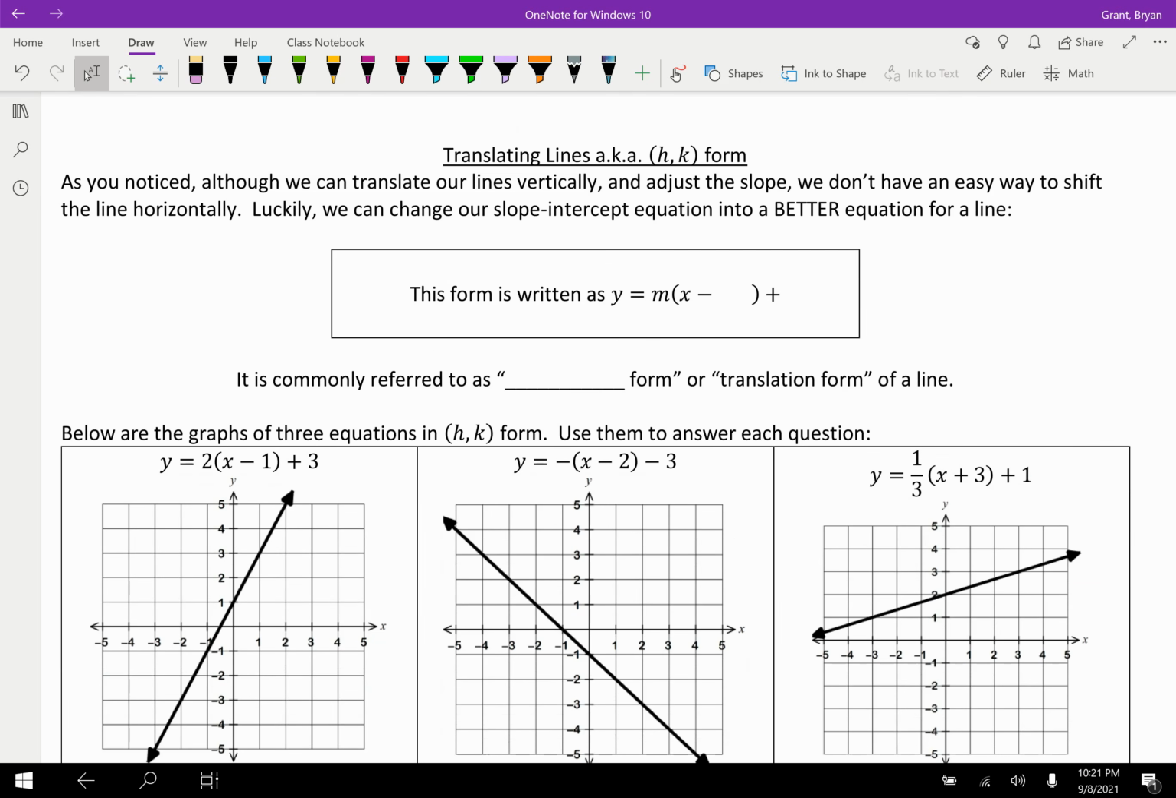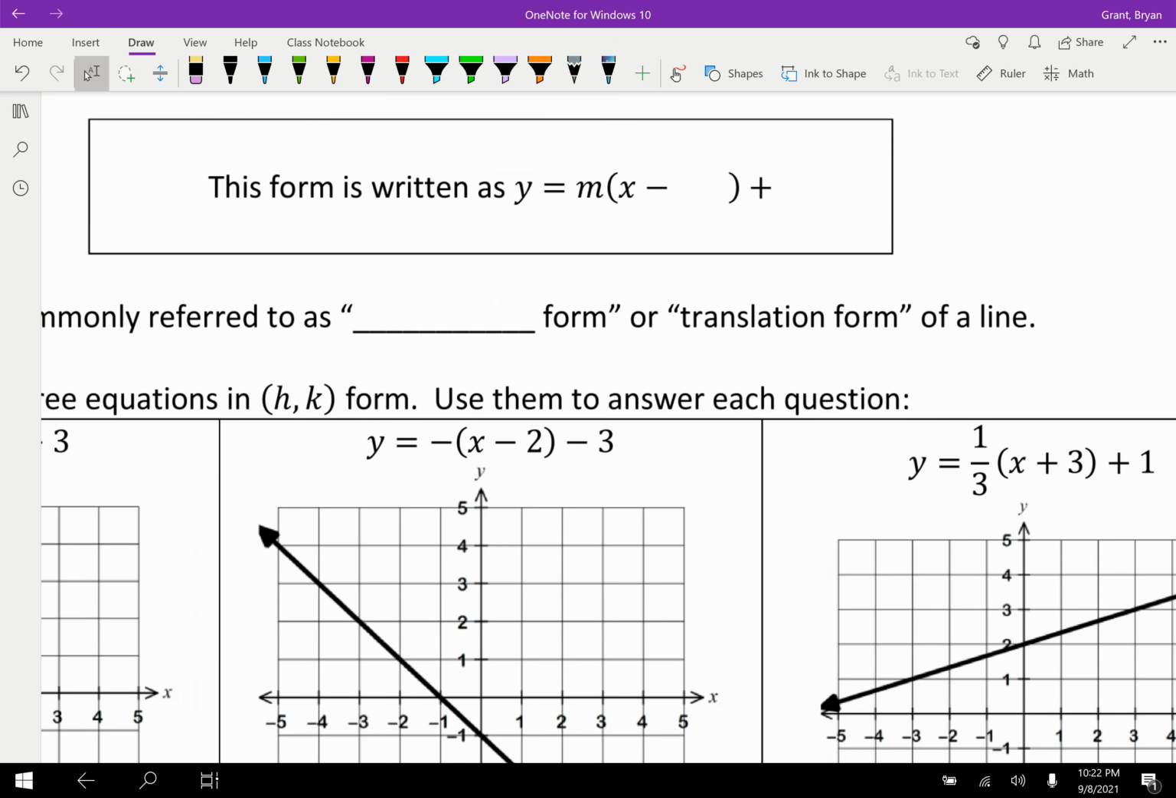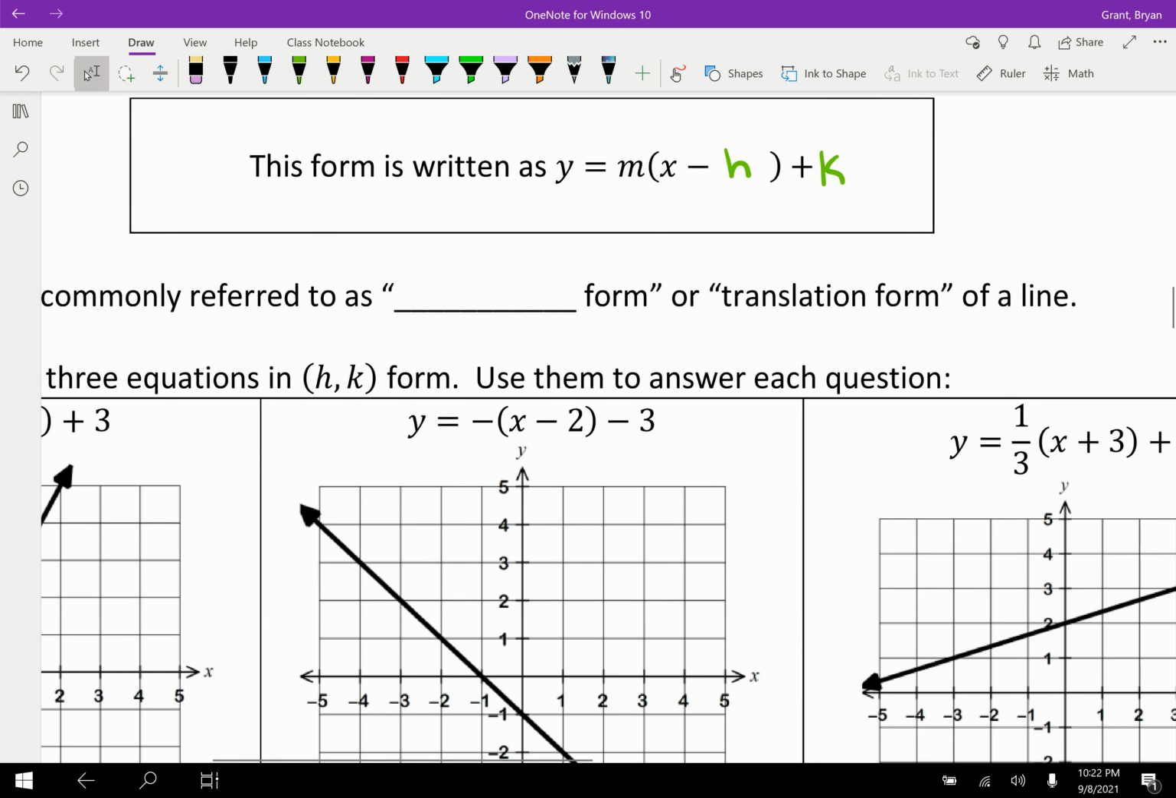Translating lines, aka HK form. All right, so as we mentioned, we can translate lines vertically, that's adjusting b, and we can also adjust the slope, that's changing m, but we don't have an easy way to shift horizontally. Luckily, we're just going to adjust our slope-intercept form into what I think, I might be kind of biased, is a better equation for a line. This form is written as y equals m(x minus h) plus k.